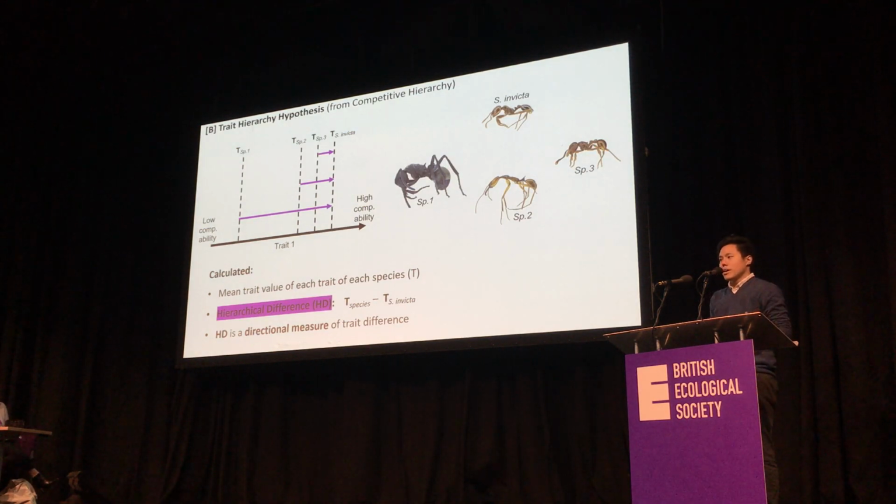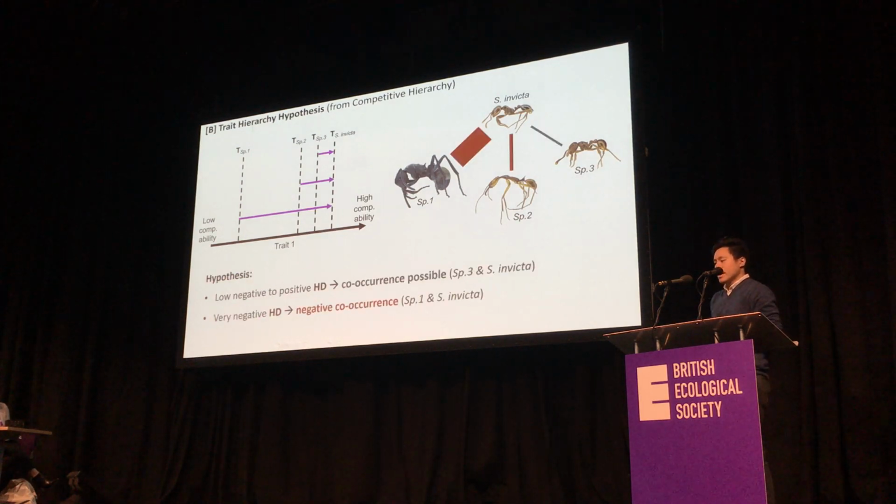So this is the one where we assume that species' trait values actually represent their positions along a hierarchy of competition, where some values are better than others. And we calculated the hierarchical difference, which is basically the mean trait value of the fire ants subtracted from the mean trait value of every other species, which gives us a positive or negative value, which gives us a directional measure of trait difference.